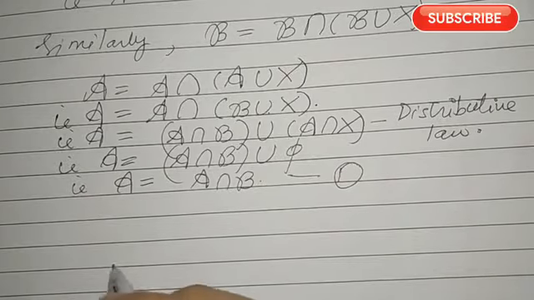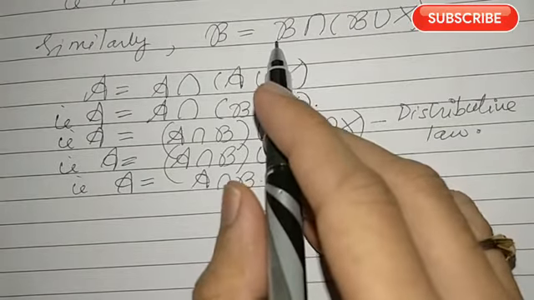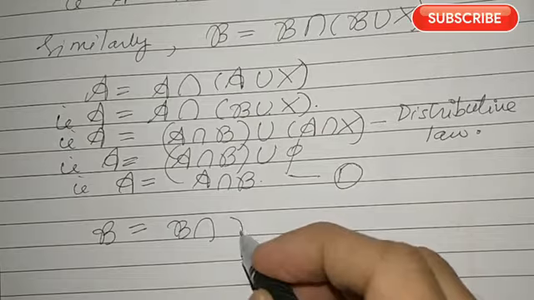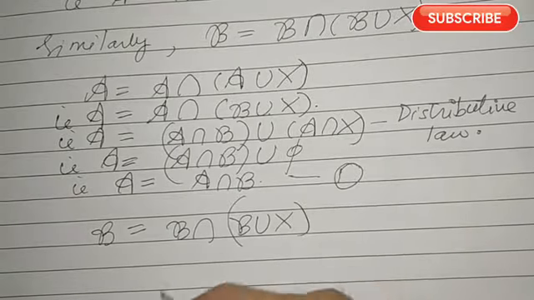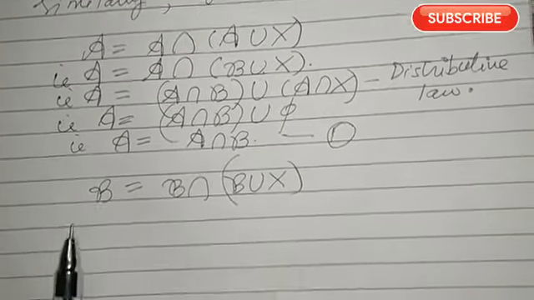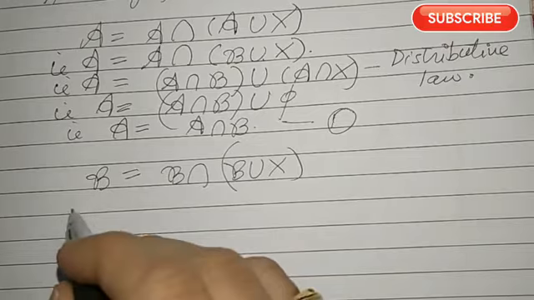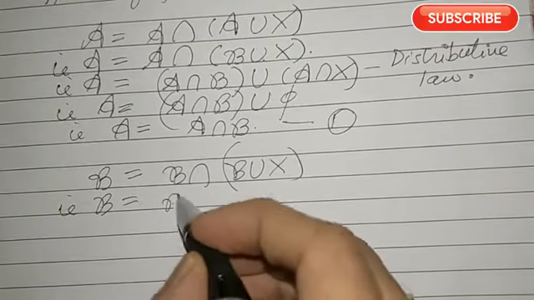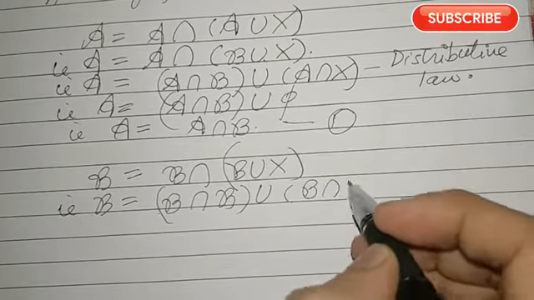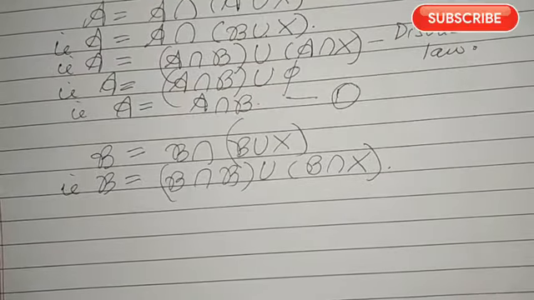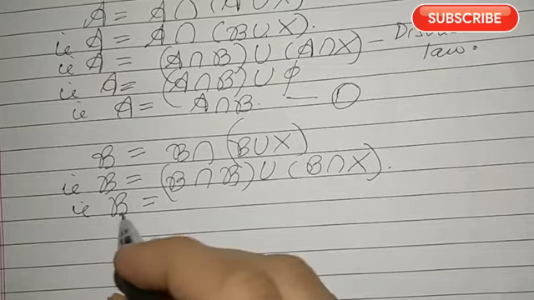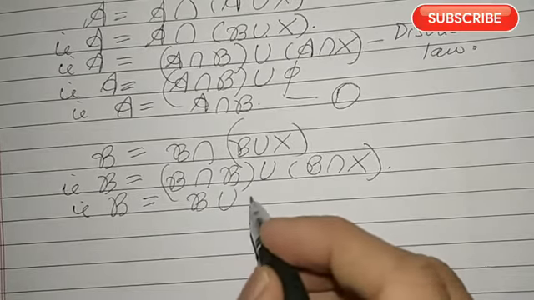Now we will take the second statement, which we have proved, that is B is equal to B intersection B union X. So this we know that it is true. Now B is equal to B intersection B union X, that is B is equal to B intersection B union B intersection X. So this is what we got, right?